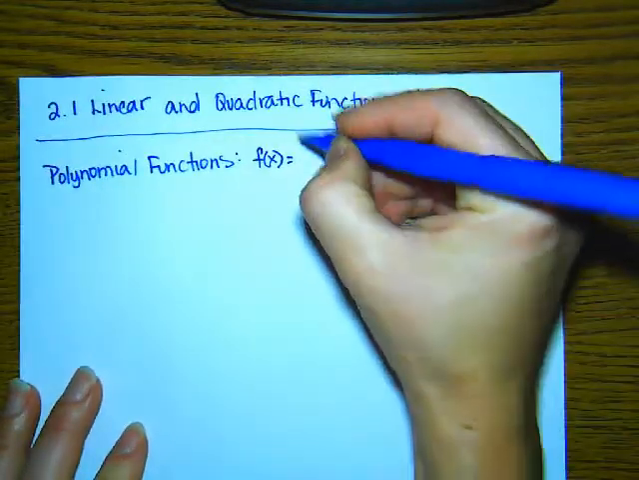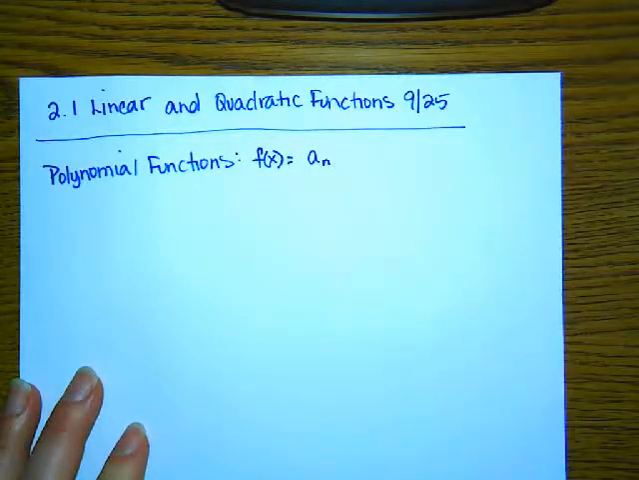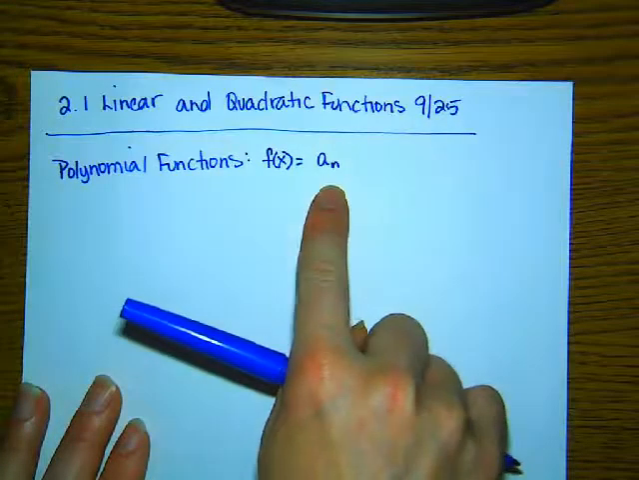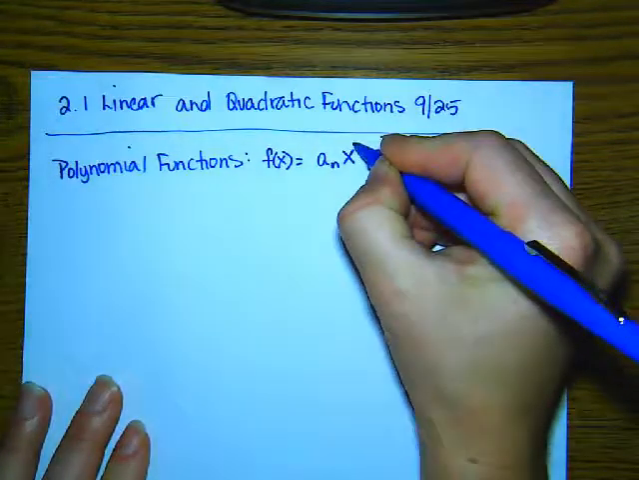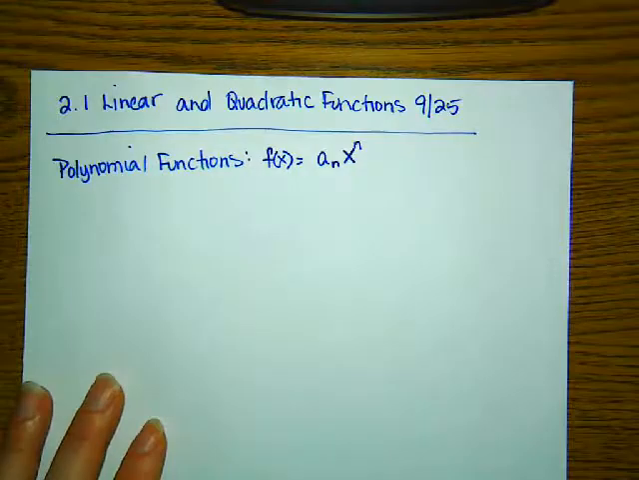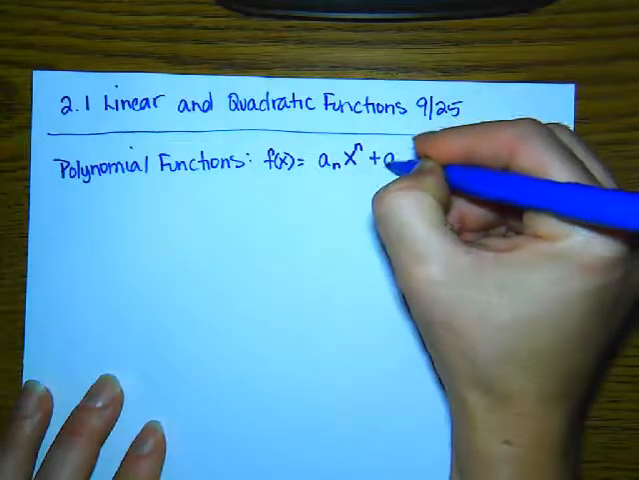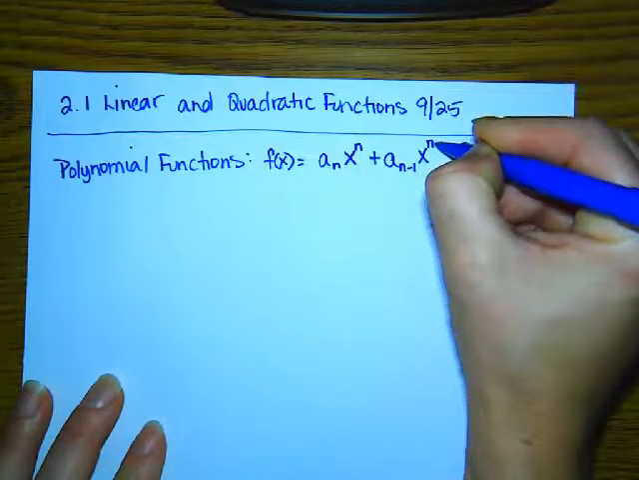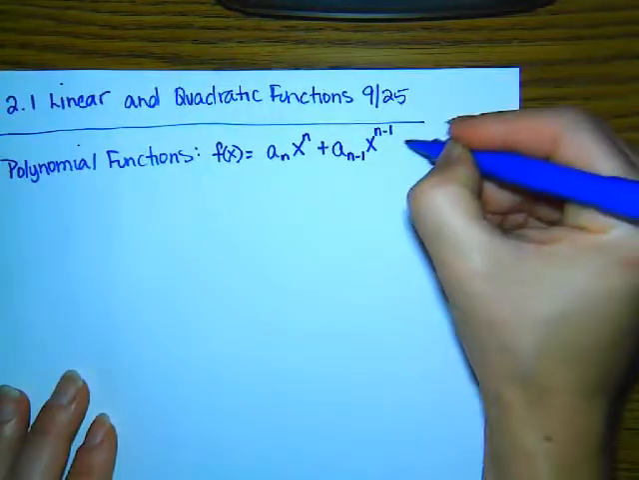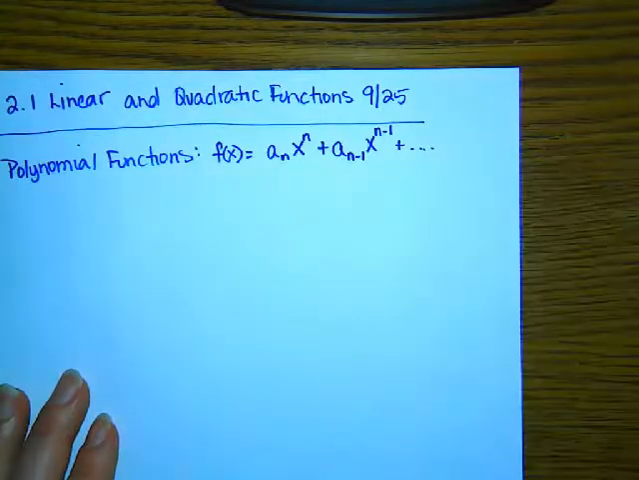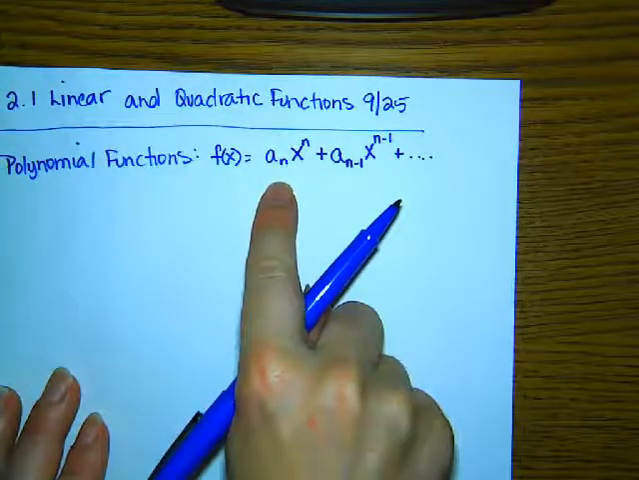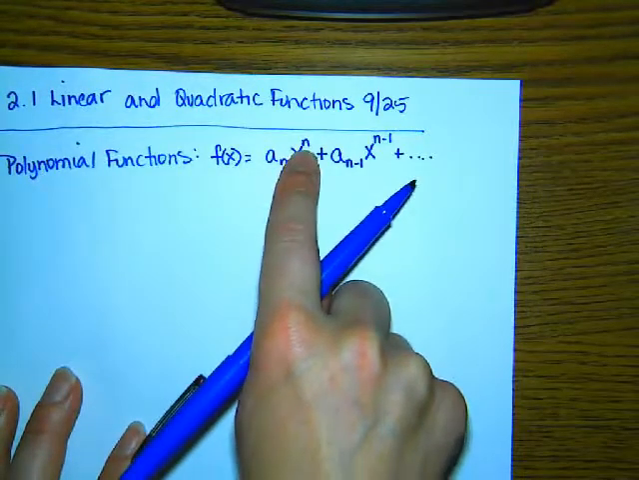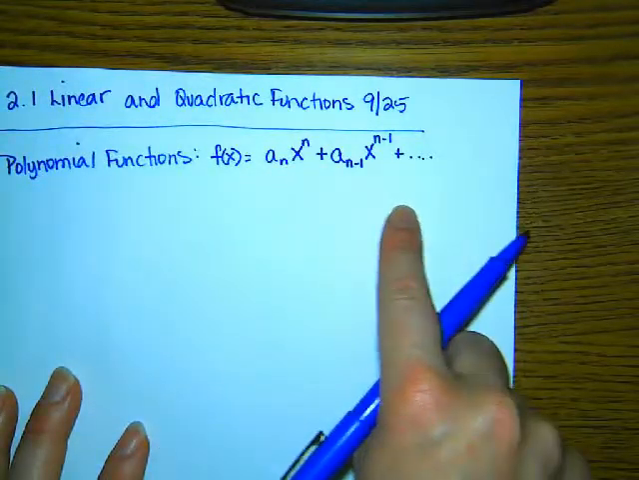I'm going to write a, and this is a subscript. Have you guys seen subscript notation before? So a sub n x to the n, and that's the nth power. And then a sub n minus 1 x to the n minus 1. And then plus dot dot dot. What I'm doing here is when you're writing a polynomial function, we start with the highest degree and we work our way down to the smallest.